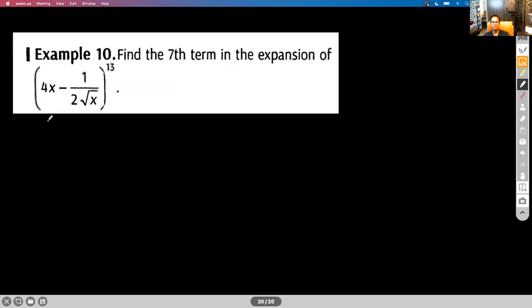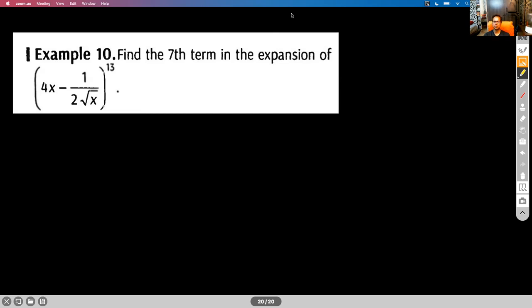Find the seventh term in this expansion. Now, again, as I told you, by convention, we call 4x the first term and minus 2 by root x the second term. Whatever we get, the first term is 13C0, 4x to the power 13, minus half root x to the power 0. That will be your first term. Accordingly, when you keep writing, they are called second term, third term, fourth term, and so on. That is the convention we follow. So what is the seventh term of this particular expansion?